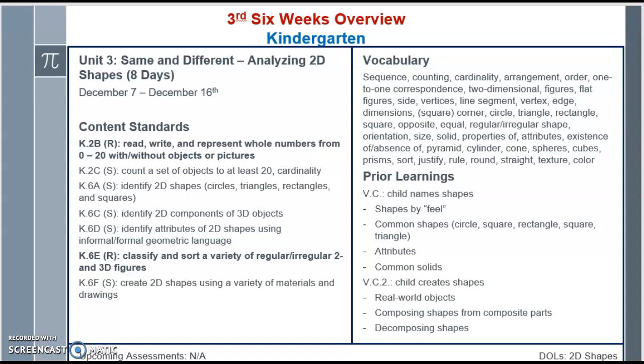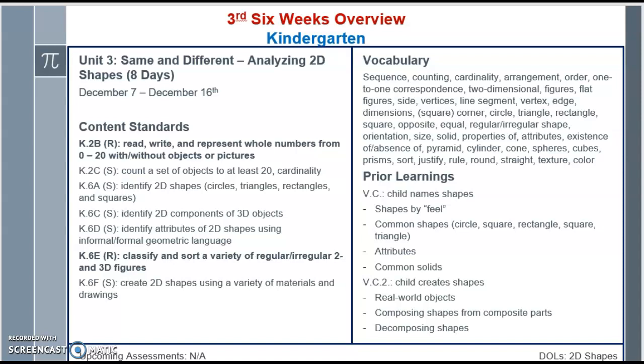K2C, counting sets. K6a, identifying shapes. K6c, identifying shapes and components of those 3D ones, making that connection. K6d, identifying attributes with various language uses. K6e, which is one of the readiness, is classifying, sorting those, and making sure we understand regular and irregular. K6f, and that's creating those shapes using a variety.